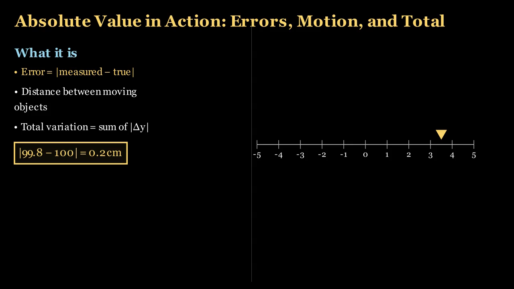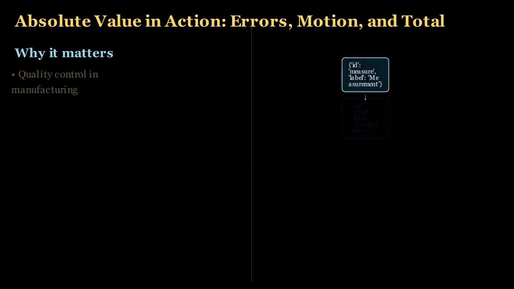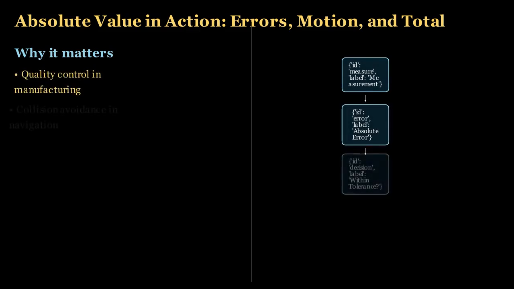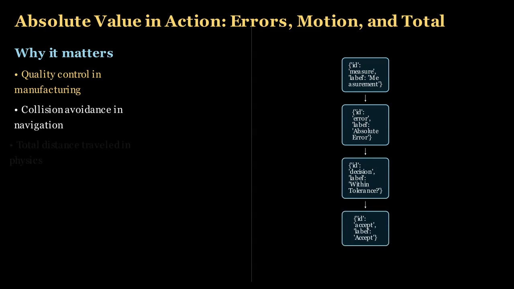Why do we care about these applications? In manufacturing, a part that is off by even a tiny amount can break a machine. The absolute error tells us instantly if a part is within its allowed tolerance, like plus or minus 0.5 millimeters. For moving objects, like planes or cars, we need to know the exact distance between them to avoid collisions. Absolute value gives that distance as a single positive number, regardless of direction.